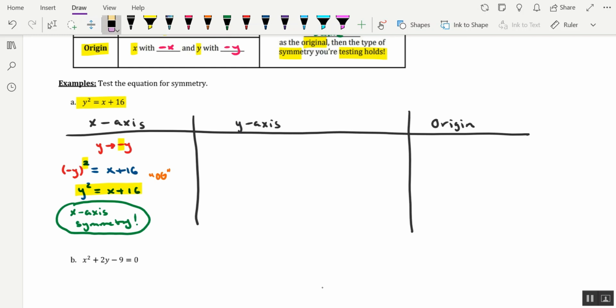Let's test to see if it has y-axis symmetry. In order to do that, we have to replace x with negative x. So anywhere we see x in the equation, we replace it with negative x. Let's go ahead and do that. We'll leave y squared alone on the left. On the right, we'll sub in negative x using parentheses, even though they're not necessary here. And we'll simplify, which is kind of nice in this case because simplifying just means removing the parentheses, and we get negative x plus 16.